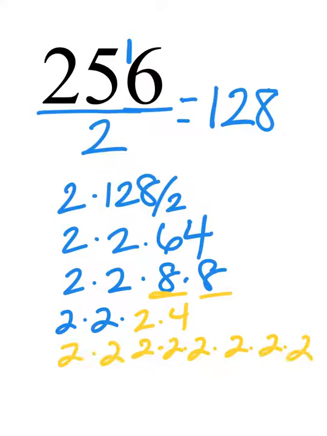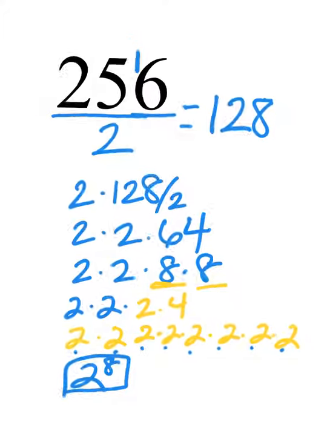Now we just have to count. Okay, so we've got 1, 2, 3, 4, 5, 6, 7, 8 2s. So my base is 2, and I have 8 of them. Okay? So there are some examples, and again, we'll do it in class.